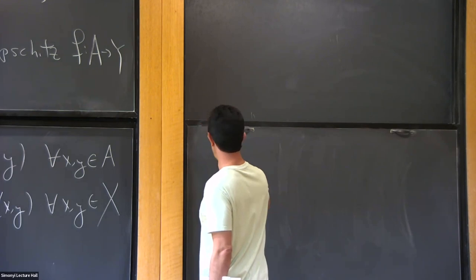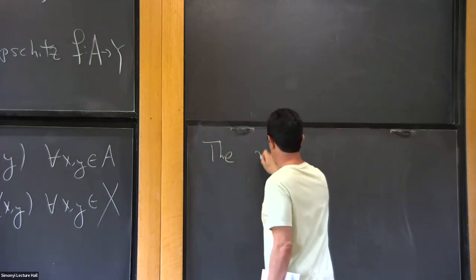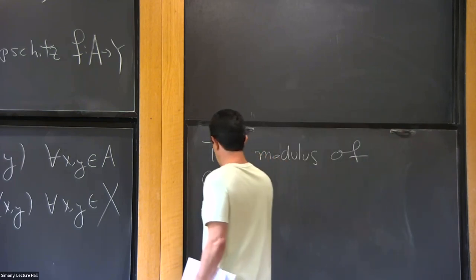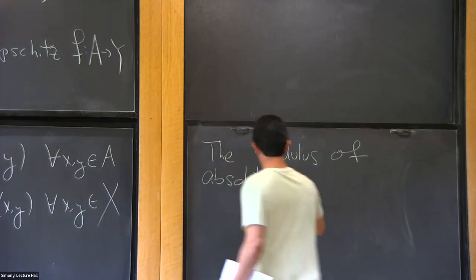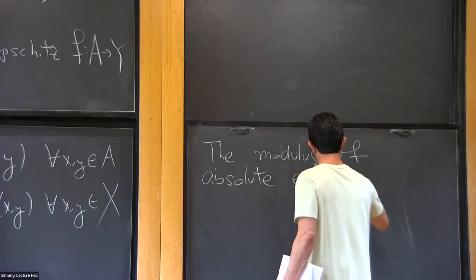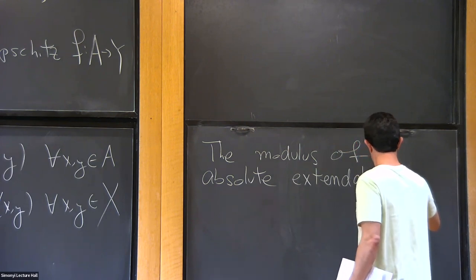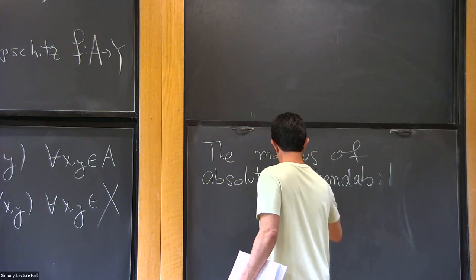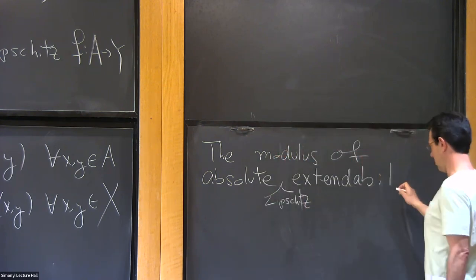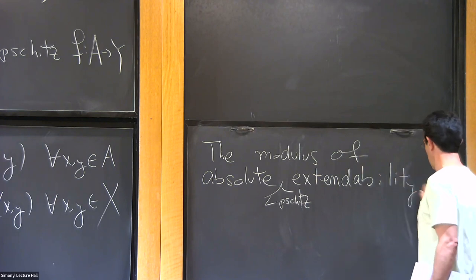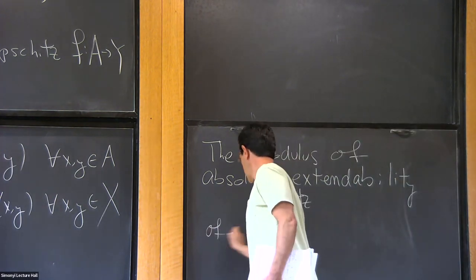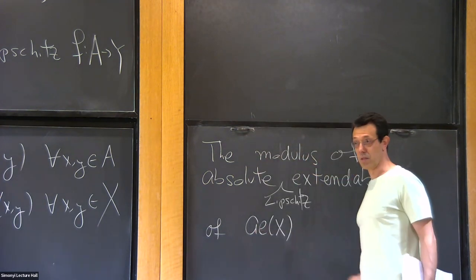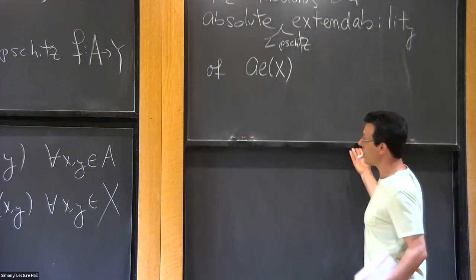So the modulus of absolute Lipschitz extendability of X, a E of X. Okay, so absolute extendability. Same thing, but now X is the subset.